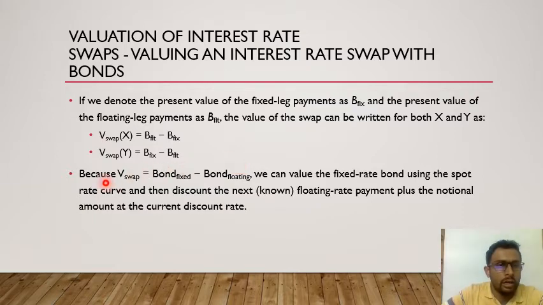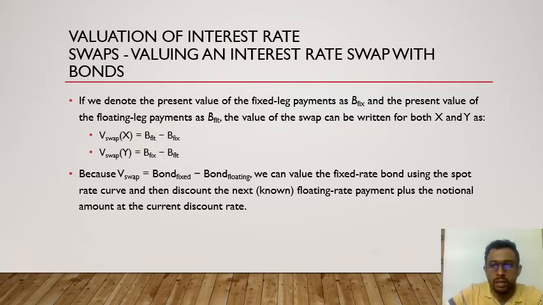So here the value of the swap is equal to the value of the fixed bond minus the value of the floating bond. We can value the fixed rate bond using the spot rate curve, and then discount the next floating rate payment plus the notional amount at the current discount rate. The floating rate bond is only valued from the next date, and it is brought back to the period in which we want to value our swap. That is the basic idea, and that is the point that we have to note in this.